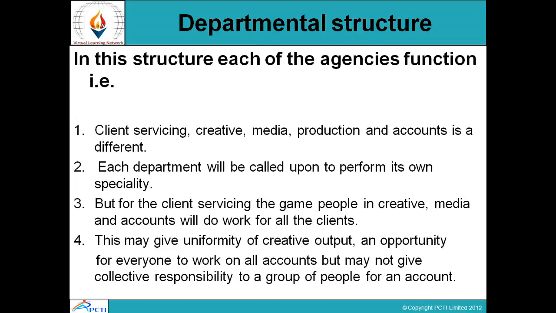Another kind of structure is the departmental structure. In this structure, each of these agency functions, client servicing, creative, media, production, and accounts, is a different department. Each department will be called upon to perform its own speciality. But for client servicing, the same people in creative, media and accounts will do work for all the clients. This may give uniformity of creative output and an opportunity for everyone to work on all accounts, but may not give collective responsibility to a group of people for an account.